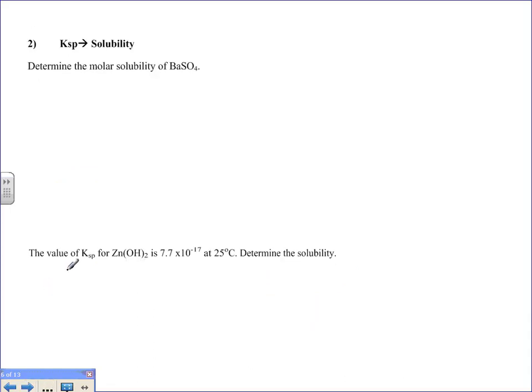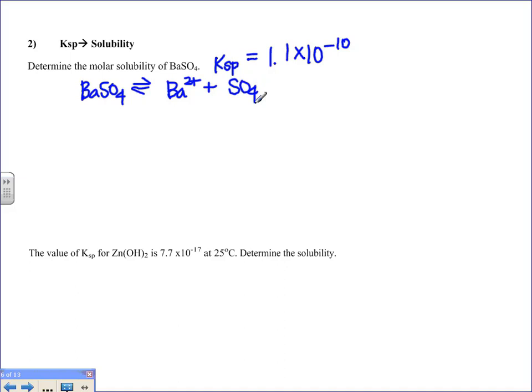If we want to go the other direction, so if we're given the Ksp and we want to know the solubility, okay, we need to look up in our table what the Ksp value is. So for this one, we're dealing with barium sulfate, and we look up the Ksp value is 1 times 10 to the negative 10. So barium sulfate, when we're studying it, its equilibrium is Ba2+ and SO4 2-. Okay, this is another case in the year where knowing your polyatomic ions is very useful.